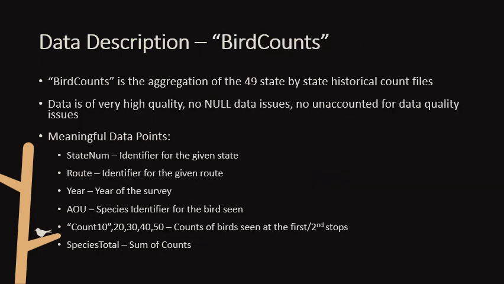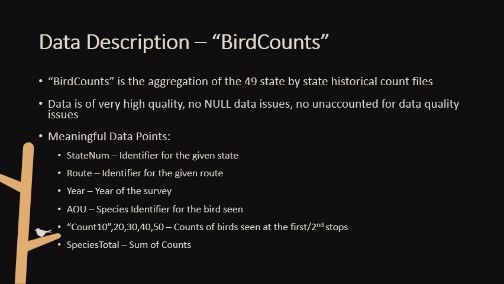So the first table, bird counts, like I said, is the aggregation of the 49 state-by-state historical count files. So there's one for Alaska, one for Arizona, etc. The data is of very high quality. There are no nulls in this data table. There's no unaccounted for data quality issues. There are several data points that matter. There's a state identifier or route identifier. I described routes earlier. The year of the survey, an identifier for the species of bird. And then there are aggregated counts.